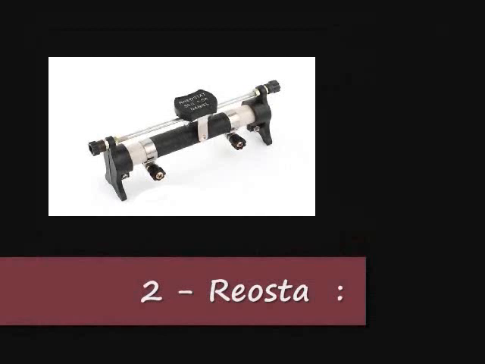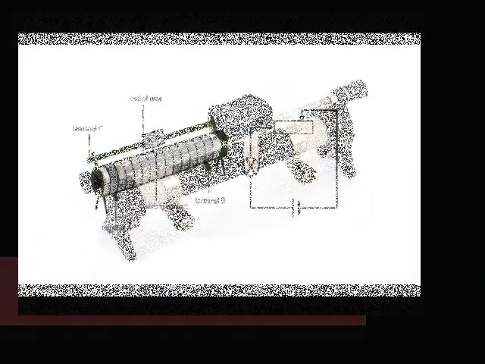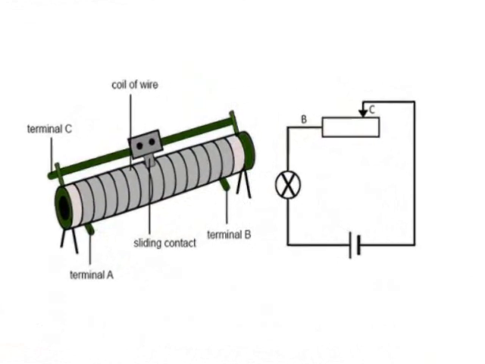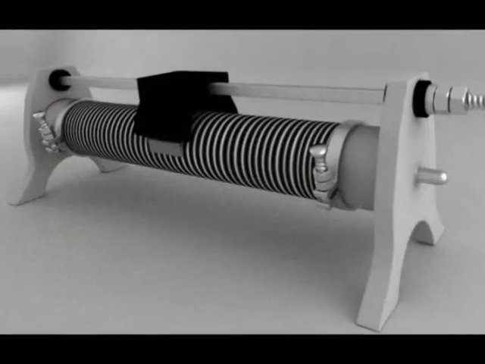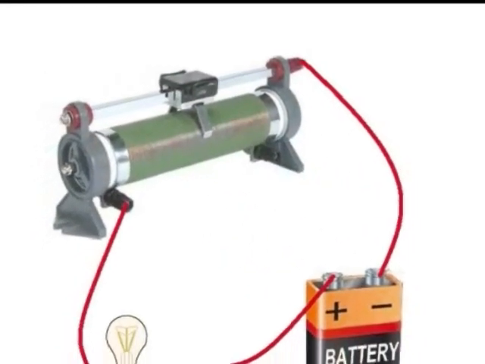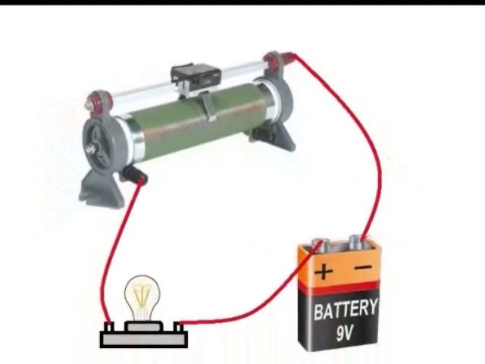Two, rheostat. A rheostat has a resistive element, a moving contact and a fixed contact, which are used in electrical circuits to change the current, to achieve the desired current.